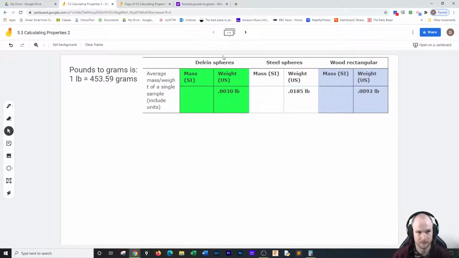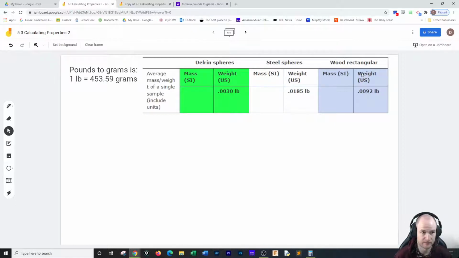So the first step is we've got three values: Delrin spheres, steel spheres, and wood rectangles. And these are made up values, so you don't have to worry if you calculate your volume or your density later and you're like, that's not the density for Delrin. The values are all made up. What we would typically do is in class, we would measure these ourselves. I'd give you a Delrin sphere and we'd do the volume and the weight measurements and then do the calculations. But that's obviously not able to happen, so we're just going to do the calculations.